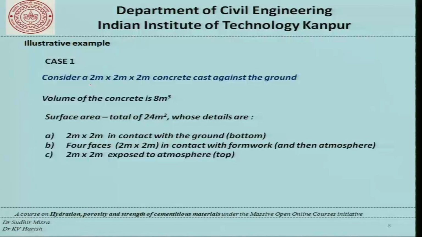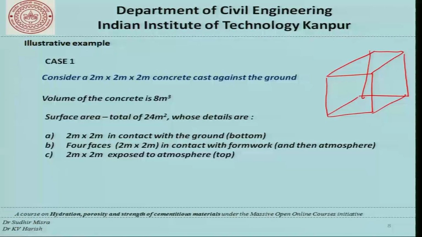Now, what we have as details is there will be a 2 meter by 2 meter area in contact with the ground, and 4 faces, 2 meters by 2 meters each, in contact with the formwork and then the atmosphere. Basically, we will be casting a block like this, and the bottom here will be in contact with the ground, and these 4 faces will have formwork and the atmosphere outside, and the one 2 meter by 2 meter face on the top is the one that will be exposed to the atmosphere.